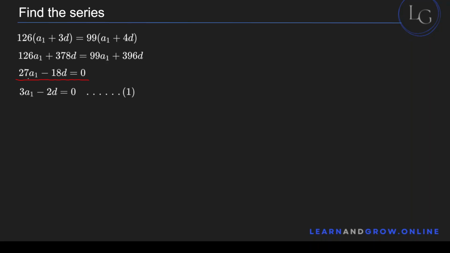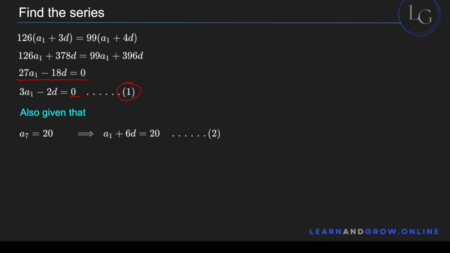And when you divide both of these sides by 9, 0 divided by 9 will remain 0. And when you divide this left hand side by 9, you get 3a1 minus 2d. 27 divided by 9 is equal to 3, and 18 divided by 9 is equal to 2. So this is equation 1.